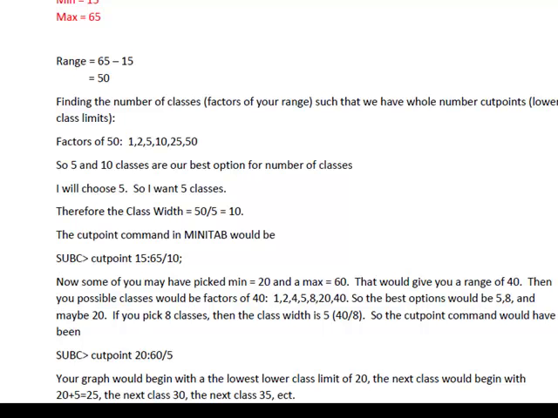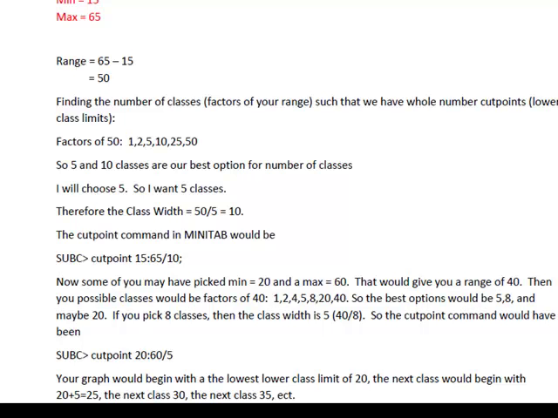So let's say that I choose to have 5 classes. That way I can figure out the width. The width would be my range, which was 50, divided by how many classes I want, which was 5. So my class width is 10. So I now have my cut point command, which would be cut point, my minimum value of 15, colon, my maximum value of 65, slash 10. And really we should end it with a period because usually that's the last command in there. It really doesn't matter, but we'll have that.